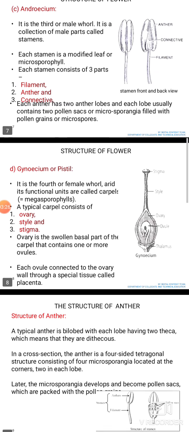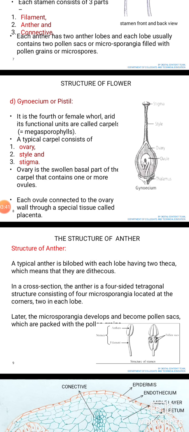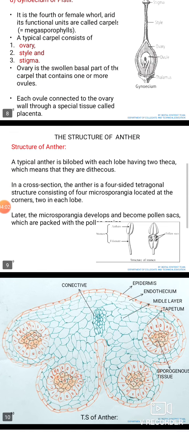Now coming to the structure of anther. A typical anther is bilobed, with each lobe having two theca, which means that they are dithecous. In a cross section, the anther is a four-sided tetragonal structure consisting of four microsporangia located at corners, two in each lobe. Later, the microsporangia develop and become pollen sacs, which are packed with pollen grains.